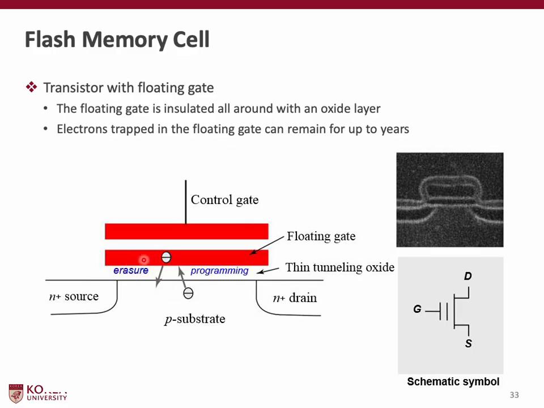For example, if some electrons are stored in the floating gate, then the cell represents a 0 bit, and otherwise the cell represents a 1 bit. So the key advantage of this structure is that the electrons can stay trapped for many years, even without power. That's what makes flash memory non-volatile.